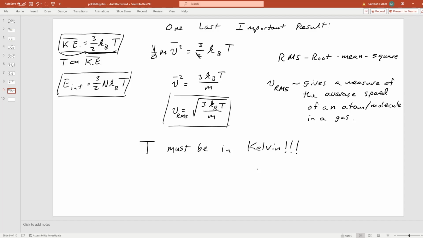Okay, so this will tell you, if you know what kind of gas you have, and therefore you know m, and you can measure its temperature, then you can actually state what the average speed of an atom in your sample is. Okay. So, some very important results here, but the big punchline is being able to connect temperature to something physical. In this case, the kinetic energy.